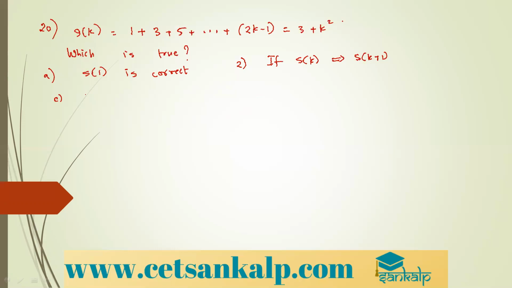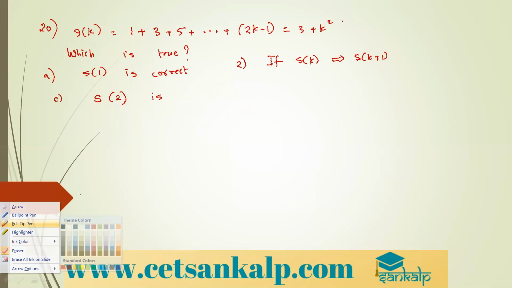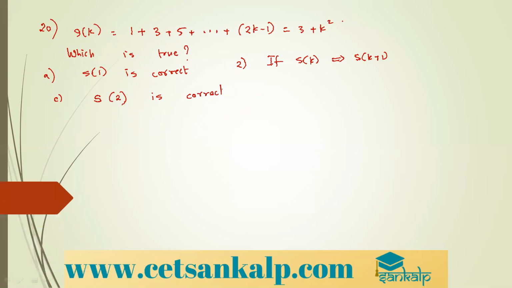Option C says S of 2 is false. Or I will change this option; I will give you S of 2 is correct. Then I will say none. Fourth option D. A, B, C, D.